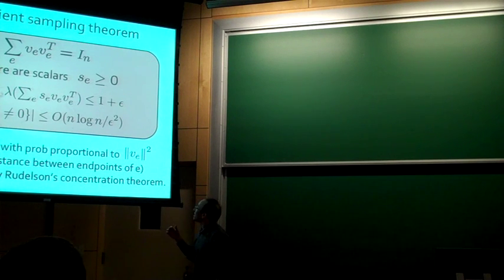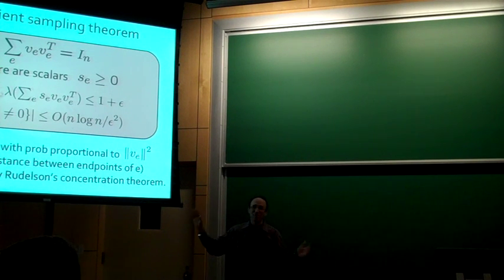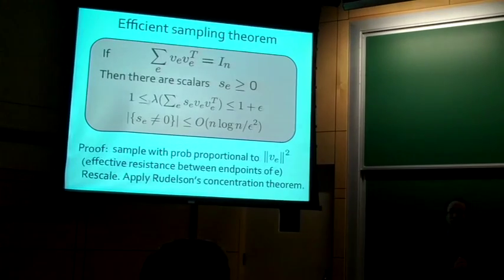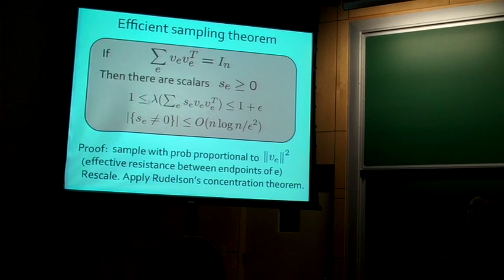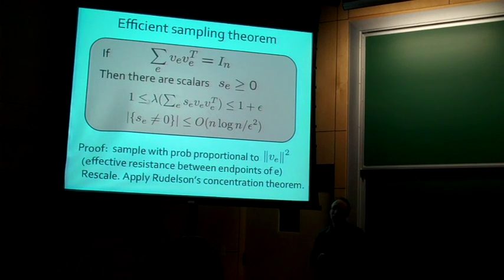I'm not going to spend time on that result in this talk, but I wanted to mention it because it's very clean, and the fact that you get effective resistances in here is part of why we can compute all of these effective resistances very quickly, and then figure out exactly what probability we want to sample the edges with.